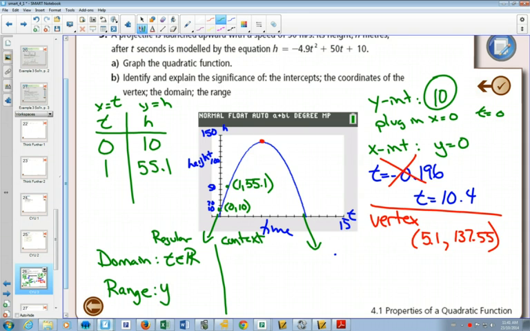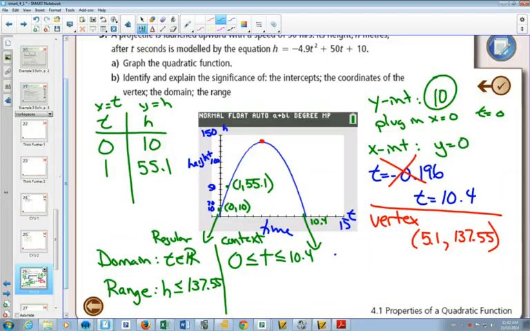So our y values, in this case it's h, our h values have to be less than or equal to 137.55. That would be our range. In the context of this question, though, this projectile can't go down forever. It doesn't make sense to have this equation go back in time. So what makes sense as far as this equation goes is starting from time equals 0 and going until it hits the ground, and when it hits the ground here at 10.4.